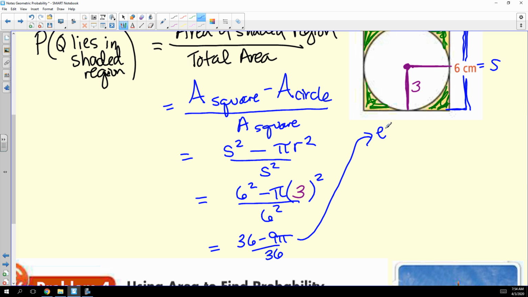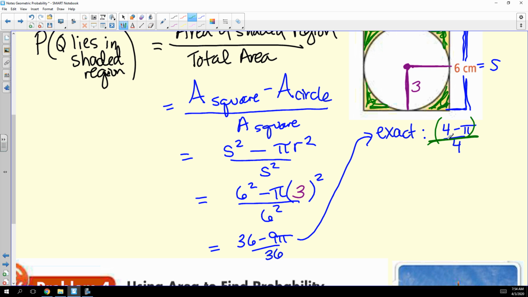And as an exact value, if I reduce it and divide every term by 9, then I'd get 4 minus pi all over 4. That's kind of a strange value for us to express in terms of a probability. So it's much more likely that we would express our probability if you type into your calculator 4 minus pi divided by 4. Please make sure that if you're going to type it in as a single expression, you put parentheses around that numerator 4 minus pi before you divide.